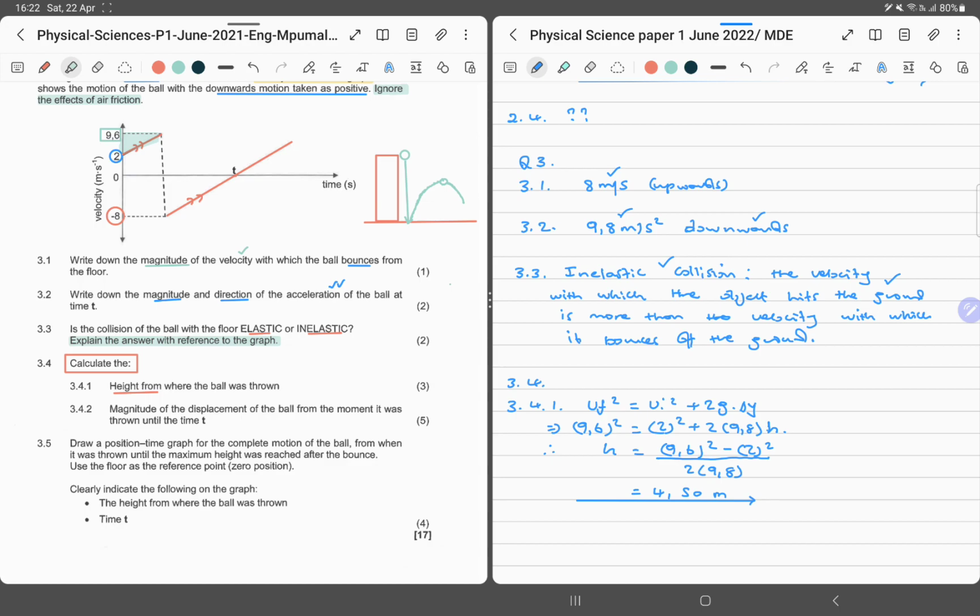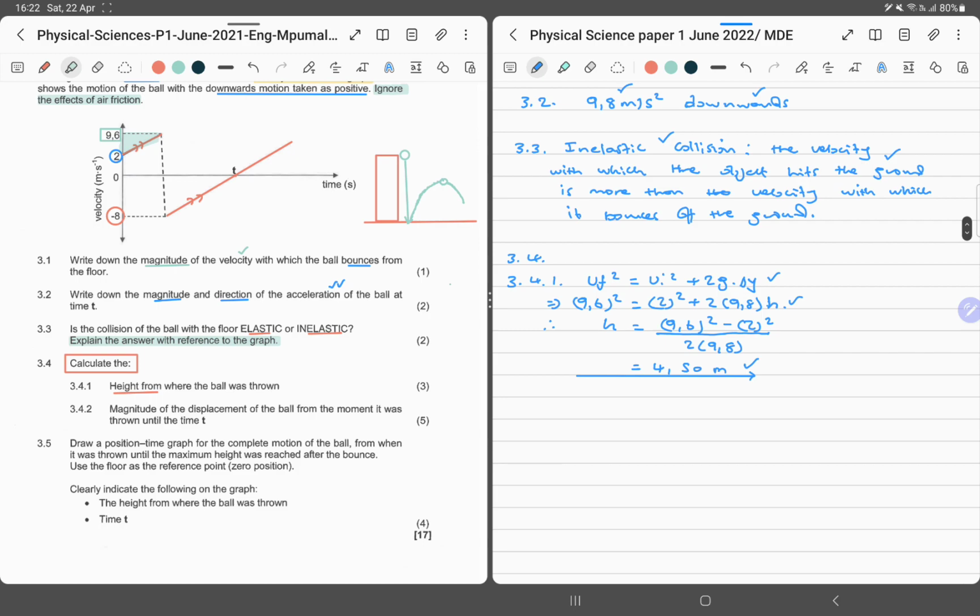So how many marks were you getting here? Standard 3 marks: formula, substitution, answer. Height is a scalar quantity. No need to worry about other things.